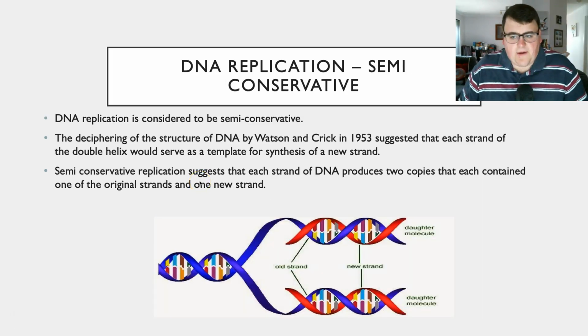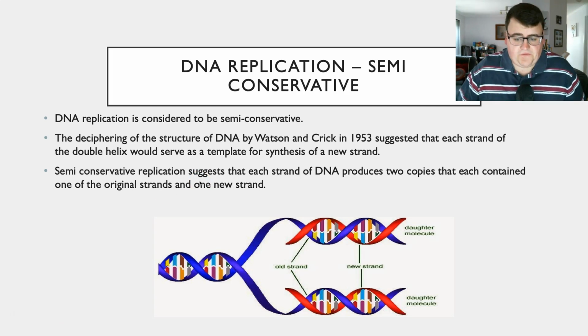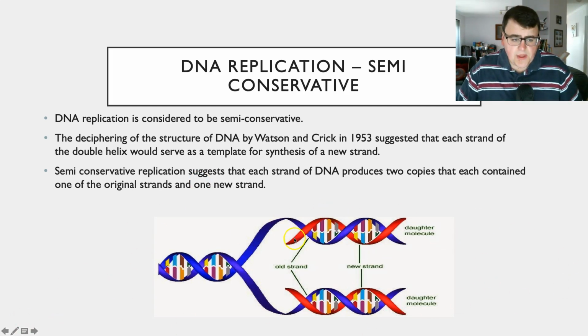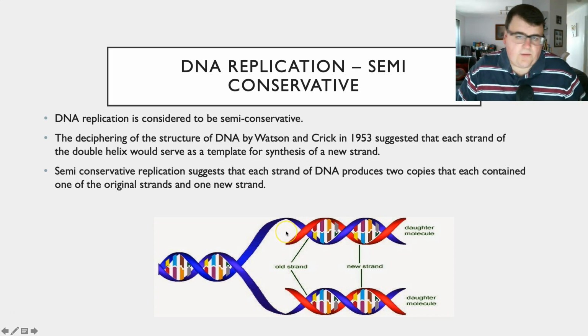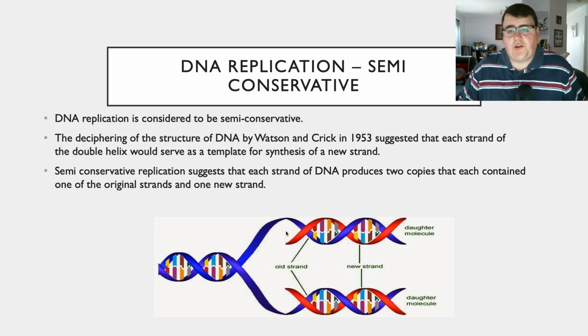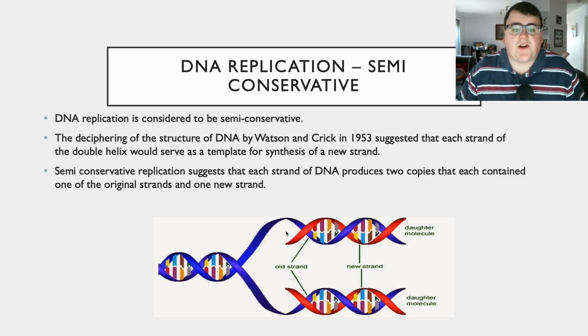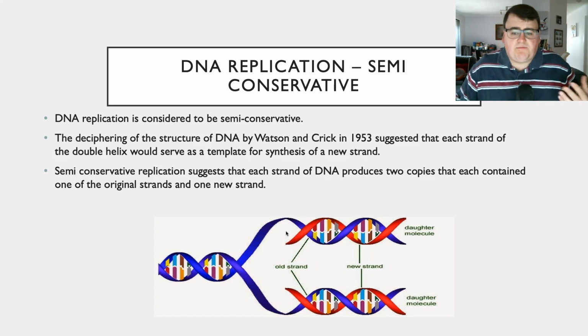The type of DNA replication that we actually do in our bodies is known as semi-conservative, and we can see semi-conservative DNA replication happening down here. The reason that we know that DNA replicates in a semi-conservative way is due to the way that the structure of DNA was deciphered by Watson and Crick in 1953, which basically suggested that each strand of the double helix of DNA would serve as a template for the synthesis of a new strand.